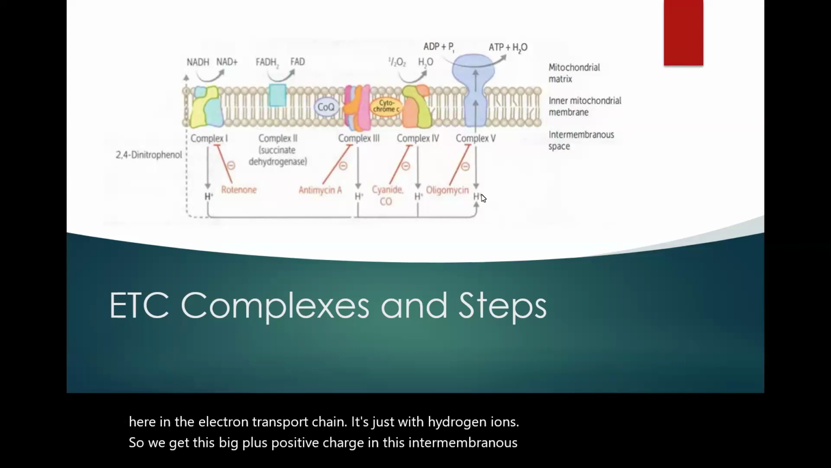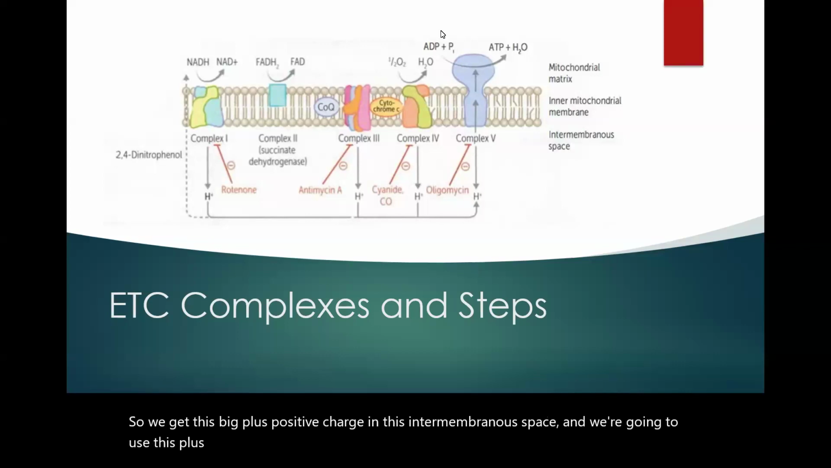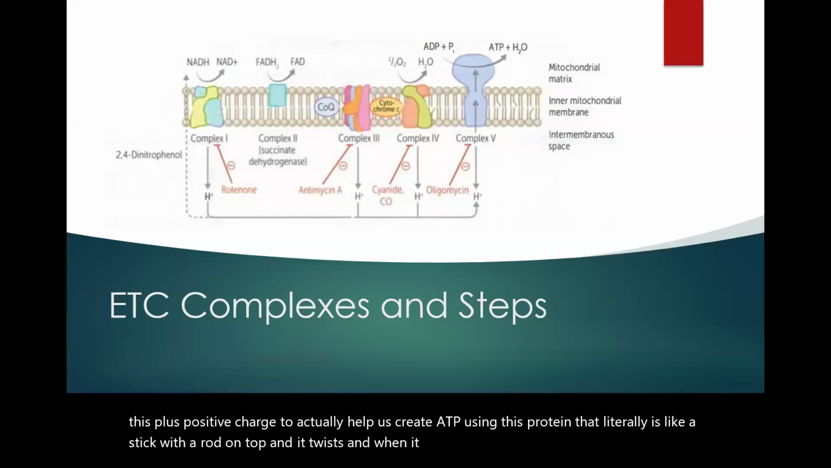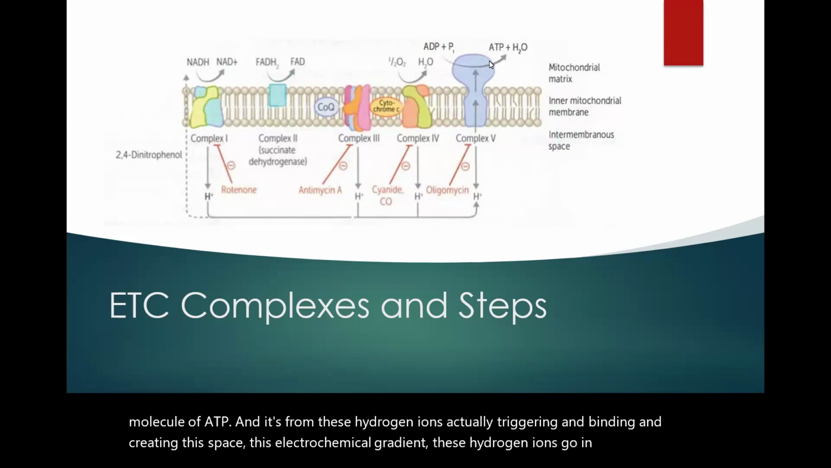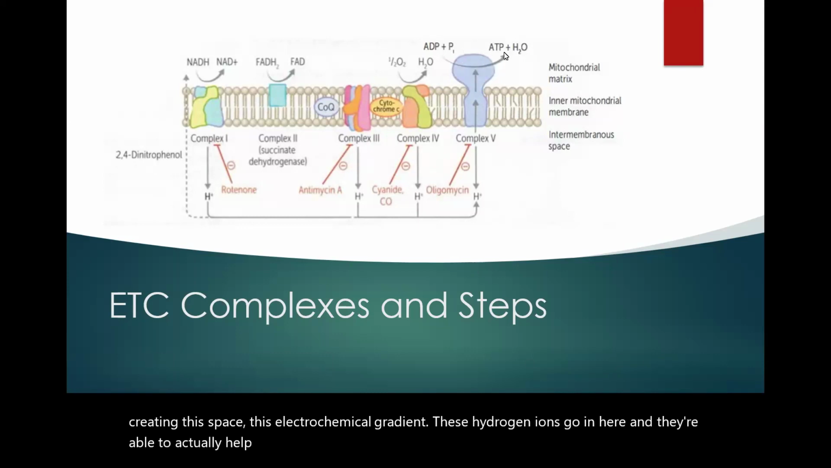And we're going to use this positive charge to help us create ATP using this protein that literally is like a stick with a rod on top, and it twists. When it twists all the way around, it pops out a molecule of ATP. It's from these hydrogen ions triggering and binding and creating this electrochemical gradient. These hydrogen ions go in here, and they help us turn this molecule around and give us ATP in the form of energy.